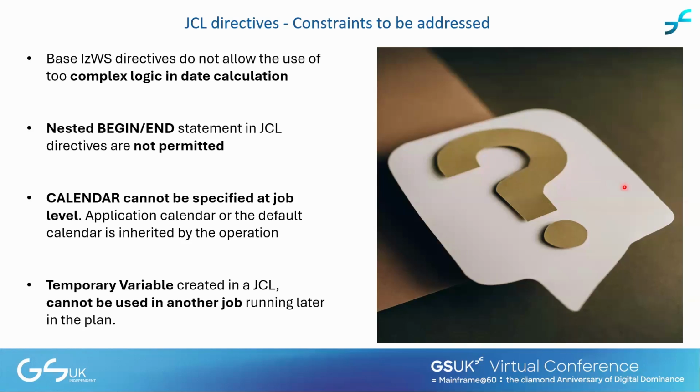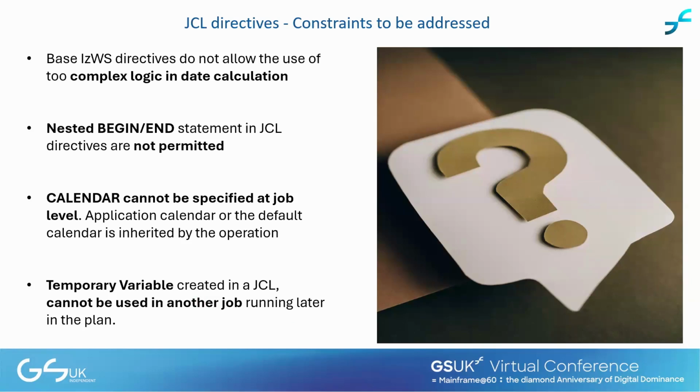The calendar definitions are not allowed at the job level. This is another limitation they have, and you must rely on the application calendars or the default calendar to do some calculations. The last limitation listed here is temporary variables. Temporary variables created within the job's JCL cannot be reused by another job running later in the plan.